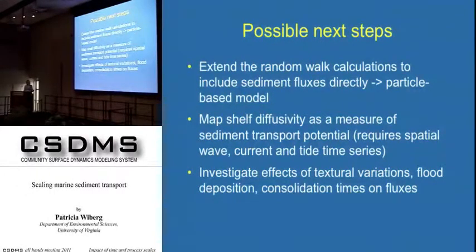And we could also think, either in the particle-based model or in the diffusive morphologic change model, about effects of textural variations and flood deposition. You can put in a pulse of sediment and look at the redistribution of that, and the effects of consolidation times and all those on fluxes.